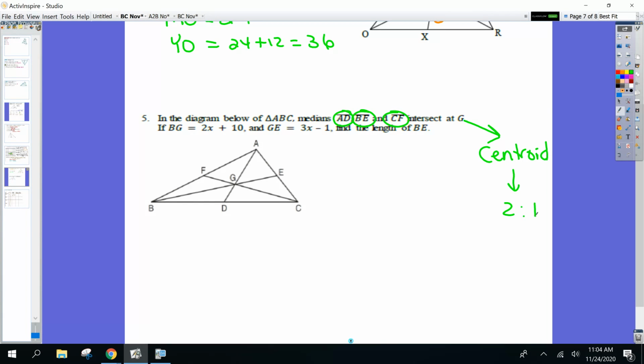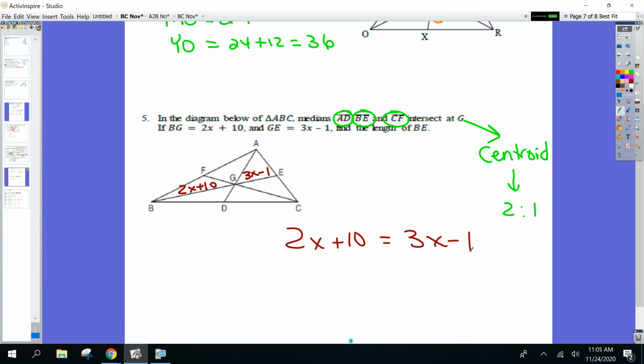Now that I know it's the centroid, what do I think about? 2 to 1. One's double the other. So BG is 2x plus 10 and GE is 3x minus 1. Can you find the length of the entire median BE? We know this is incorrect: 2x plus 10 equal to 3x minus 1. I need you to adjust it and make it correct for me.